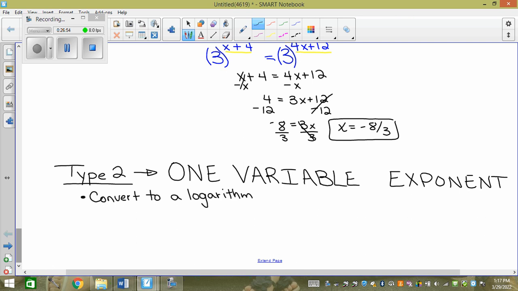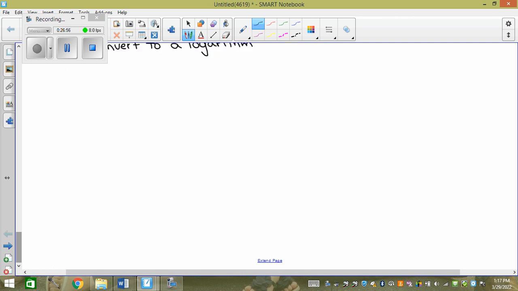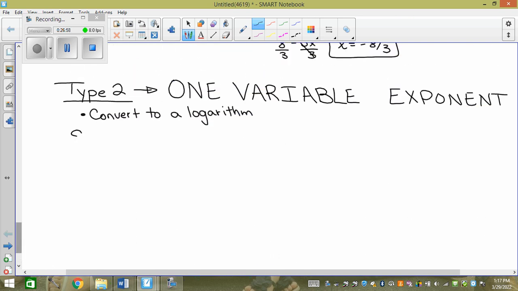So, I say solve 3 to the x plus 2 equals 6. I can't make a common base. If I could, that's the route I would go. Can't make a common base. So then I say, one variable exponent. Only one. If I had 2, this is done. I can't do this. I have 1.